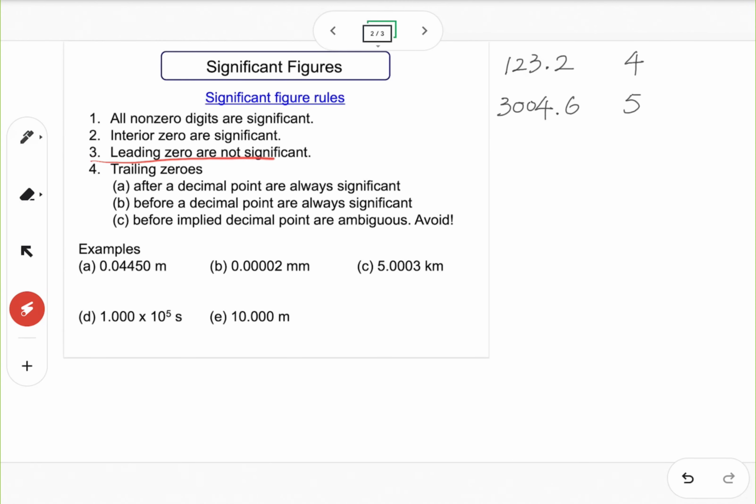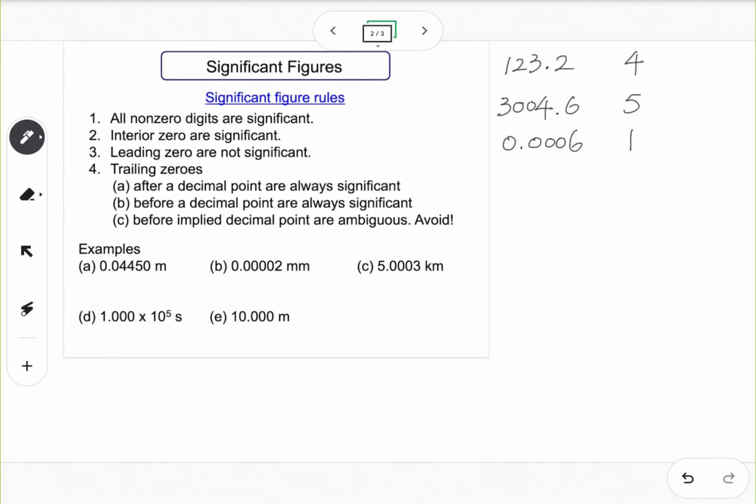Rule number 3: leading zeros are not significant. Let's use examples to demonstrate. 0.0006. As you notice, you have 4 zeros on the left side of the first non-zero digit, which is 6 in this case. So they are defined as leading zeros. They are not significant. So in this case, it has only one significant figure.